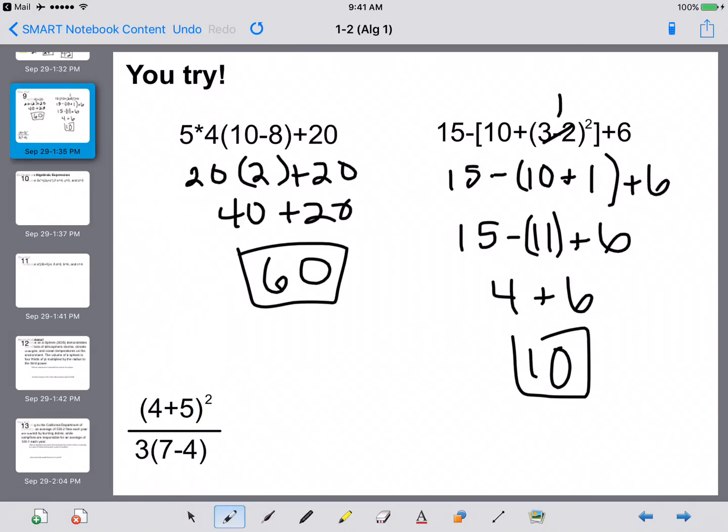Down here, 4 plus 5 is 9. 9 squared is 81. 7 minus 4 is 3. 3 times 3 is 9. 81 divided by 9 is 9.